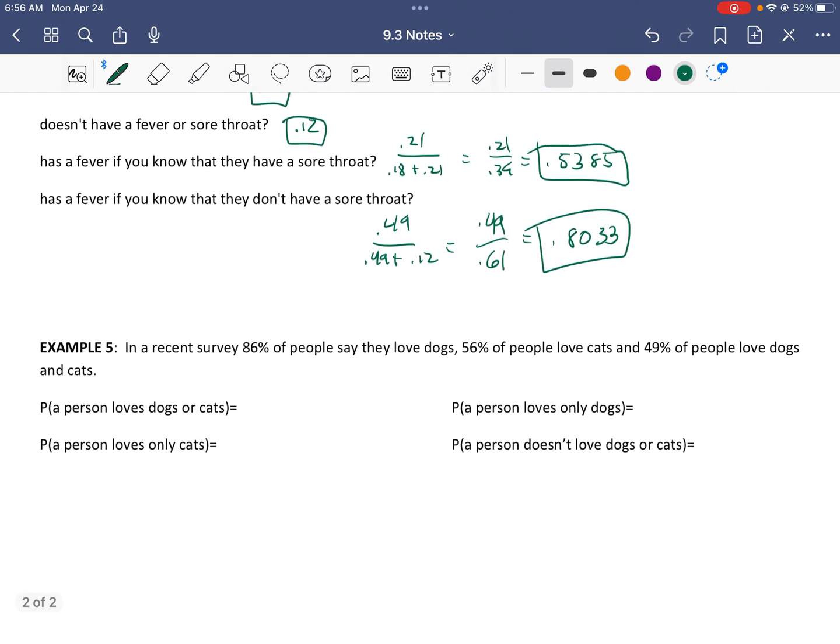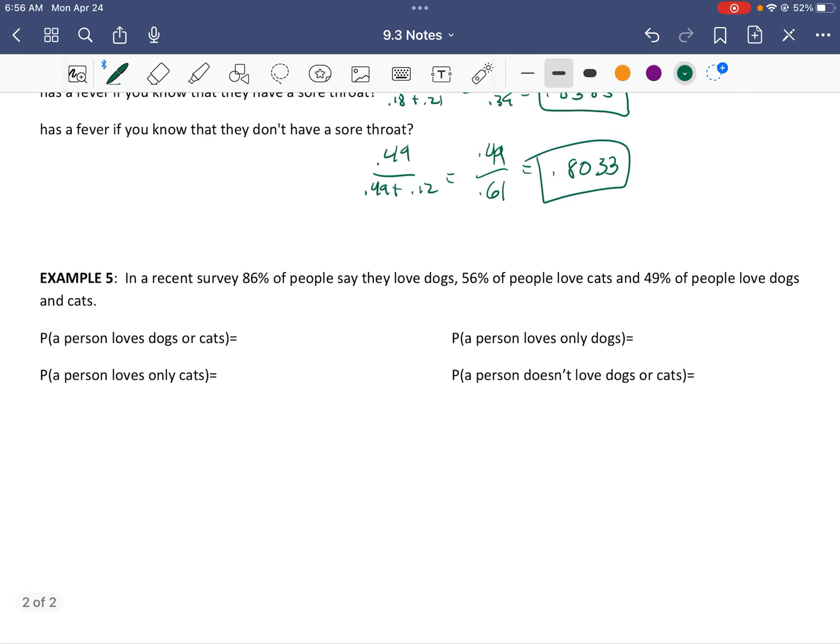Okay. All right, example 5 is actually a good one for you guys to try on your own. So pause the video, try it. Whenever you hit play, then you can check your answers. Okay, so I'll hit pause now.